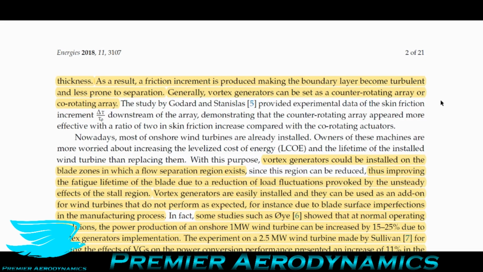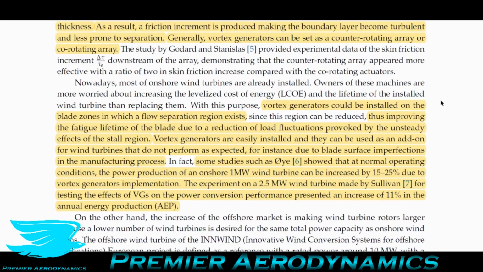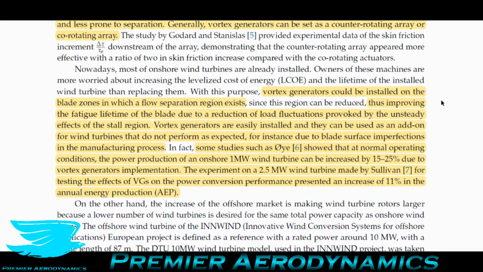So generally, vortex generators can be set as a counter-rotating array or co-rotating array, as I mentioned. And they can be put onto many different applications. They can be on regular airfoils of fixed-wing aircraft. They can be on blades of rotating wing aircraft. They can be on cars. They can be on wind turbines. And in this paper, they want to look at wind turbines.